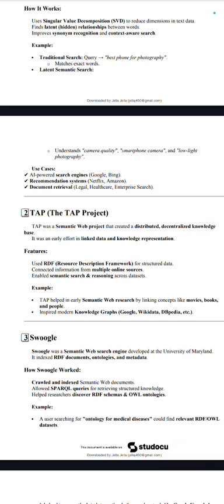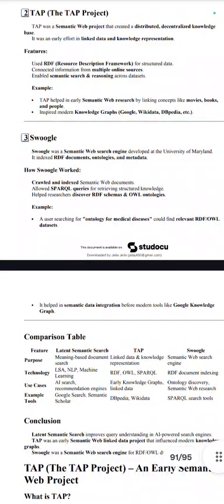And the last one was Swoogle. Swoogle was a semantic web search engine developed by the University of Maryland that indexed RDF documents, ontologies, and metadata. How Swoogle worked: it crawled and indexed semantic web documents, allowed SPARQL queries for retrieving structured knowledge, and helped researchers discover RDF and OWL ontologies. A user searching for an ontology on medical diseases could find relevant RDF and OWL datasets. It helps the semantic web integrate into modern tools like knowledge graphs.